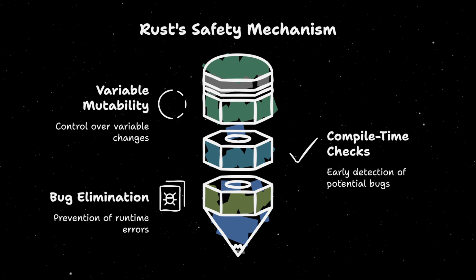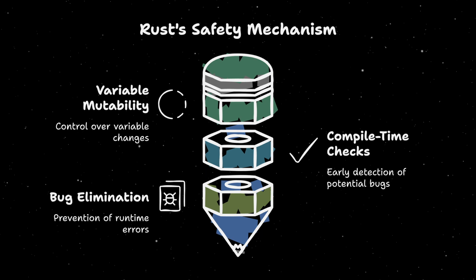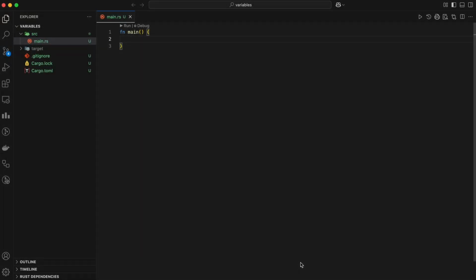Now, what if I told you that you can reassign an immutable variable without using mut? Sounds weird, right? Well, Rust has a concept called shadowing, and it works like this. What's happening here? Instead of modifying x, we're declaring a new x that replaces the old one. This is called shadowing, and it lets us reuse the same variable name while keeping Rust's safety guarantees.